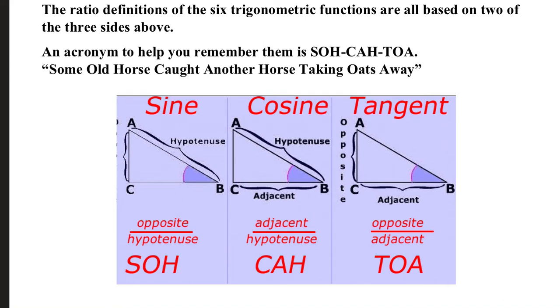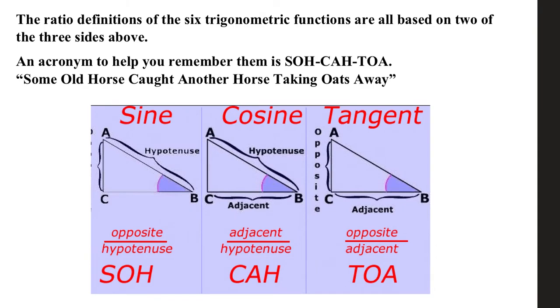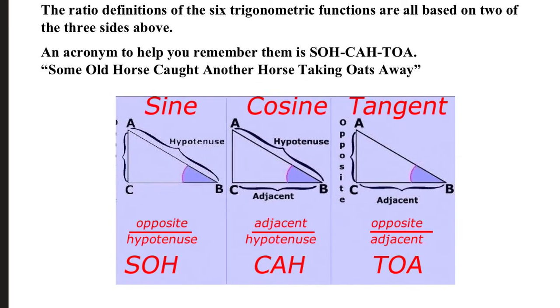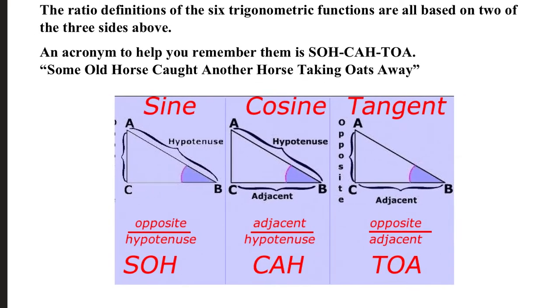And SOH, that group of 3, the SO part of the acronym is sine equals opposite length over hypotenuse length. The CAH is cosine, and that's the adjacent length over the hypotenuse length. And TOA is for tangent. Tangent is opposite over adjacent.